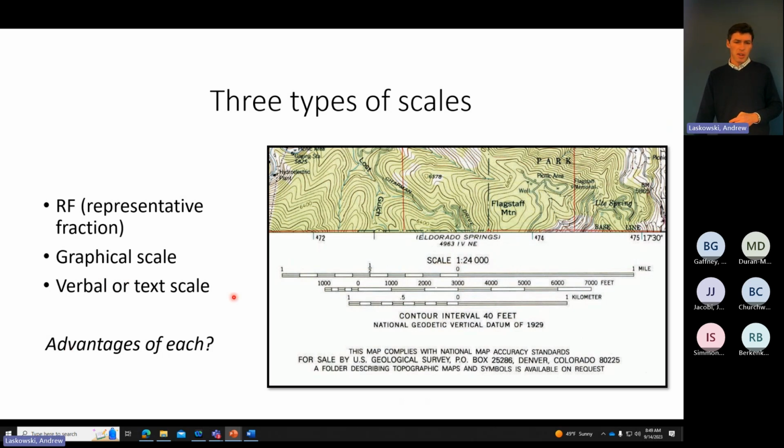And then I'd say the verbal scale is useful mainly because it's very intuitive. You could also write something like one inch is equal to 2,000 feet. You could have different units on either side, just providing a little bit more information for someone who might not be used to those representative fraction scales.